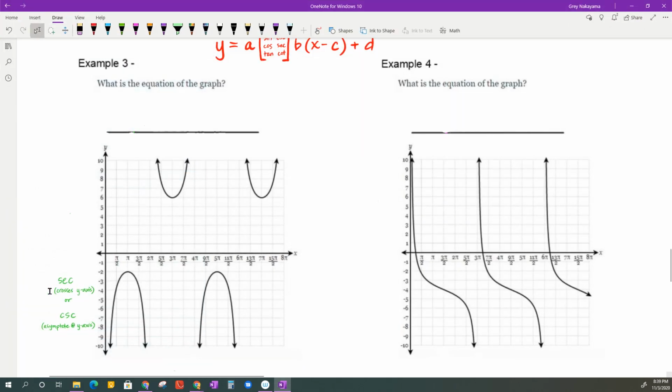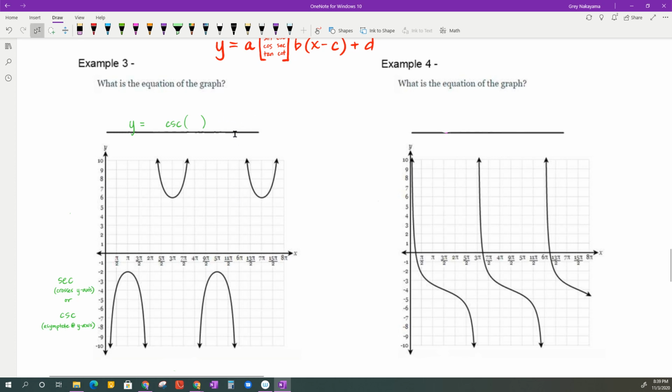Okay, so I was talking about whether it was secant or cosecant. It does not cross the y-axis, so I know it's going to be the cosecant. So I'm going to have y equals, and I know it's going to be the cosecant of something. Okay, so the next thing, I think easiest, is to go see what my D value is.